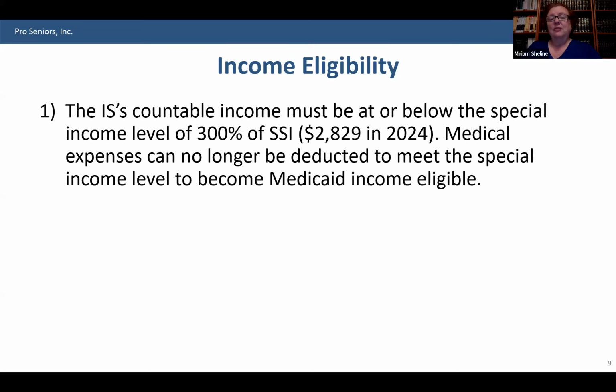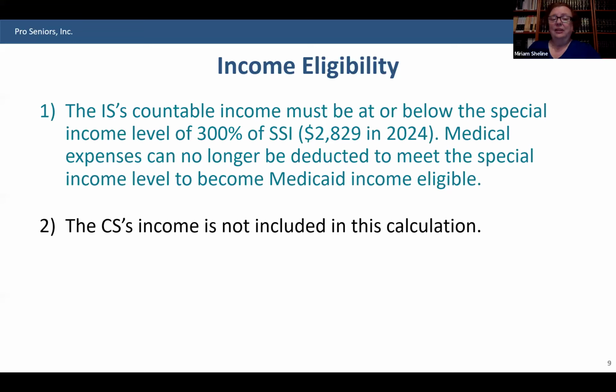But generally speaking, there's not a lot of exclusions for the institutionalized spouse's income. So generally speaking, it's going to be gross income. You cannot deduct medical expenses, Medicare premiums, et cetera, for Medicaid income eligibility. Okay, so in this calculation, you are not looking at community spouse's income, just the institutionalized spouse's income and their gross income. So that's before deduction for taxes or garnishments or deductions for anything, okay?